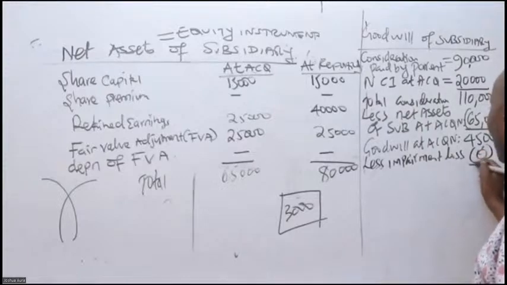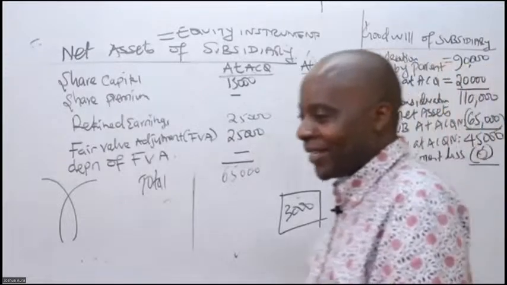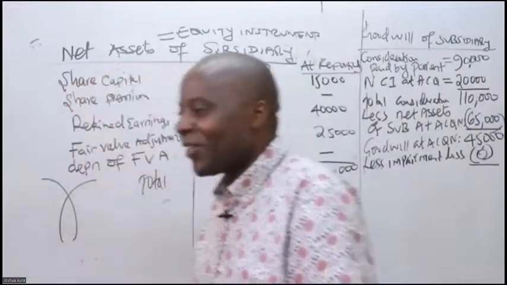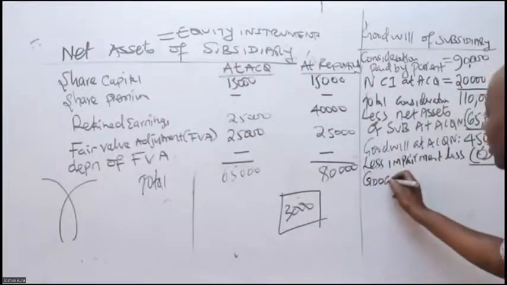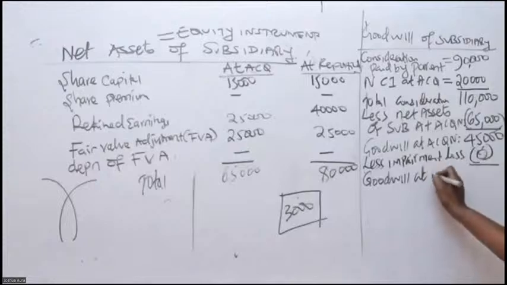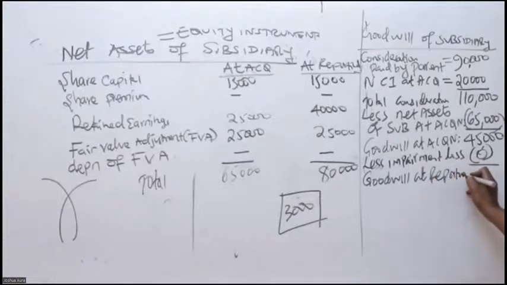In this question, there is no impairment loss. So then come and give us what we call the goodwill at reporting, which will be the same 45,000.